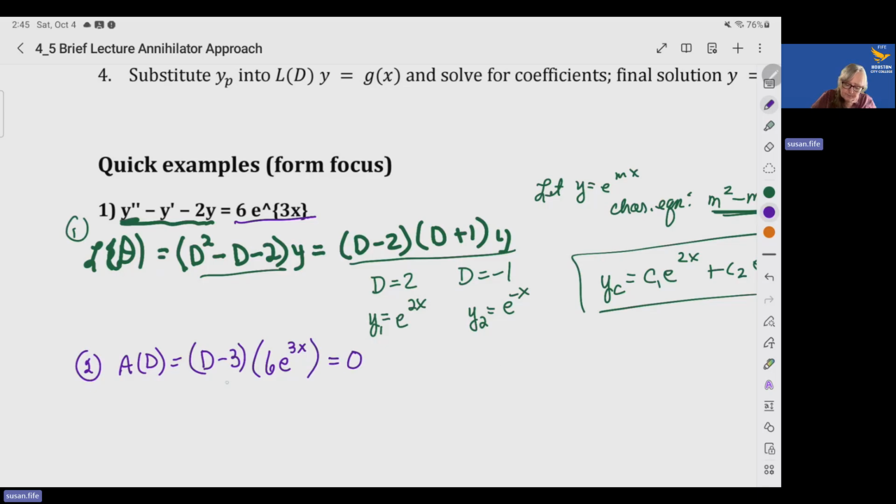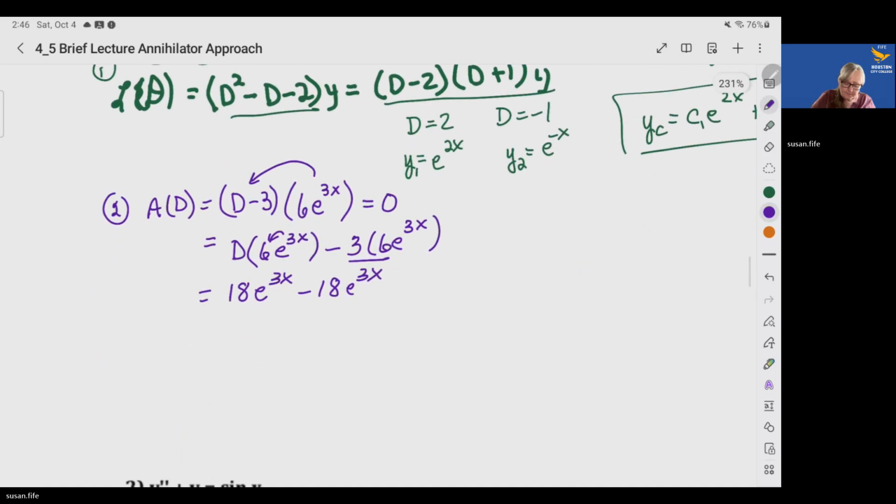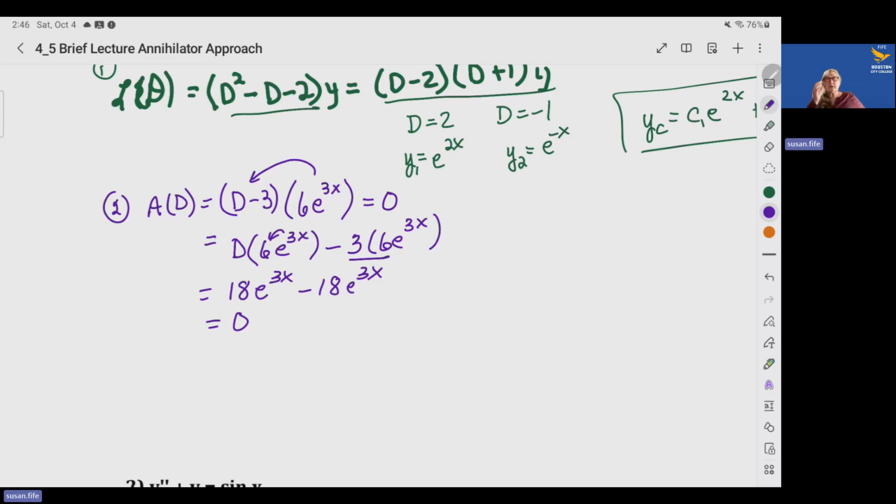Watch, I'll show you. If I distribute, I'm going to get the derivative of 6e to the 3x minus 3 times 6e to the 3x. The derivative of 6e to the 3x, you carry that 3 down to get 18e to the 3x, and 3 times 6 is 18. So notice that A of D, which is D minus 3, is annihilating the function 6e to the 3x. And we want to apply that to the left side of the equation.